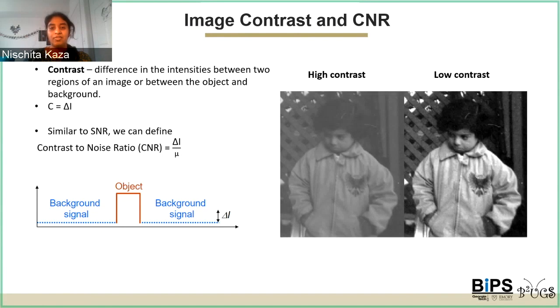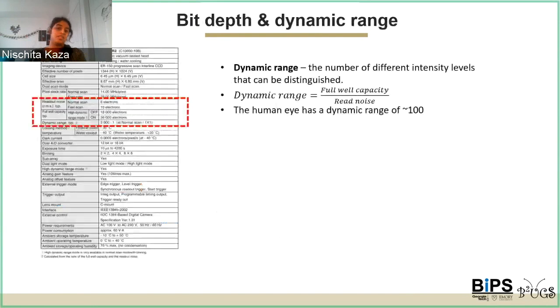So now that we have a sense of these image quality metrics, another thing that is important to look at is the bit depth and the dynamic range of your detector. The dynamic range essentially just refers to the number of different intensity levels that we can distinguish. Just to give you a sense of what this might be, this for the human eye is about 100. The dynamic range is defined as the full well capacity divided by the read noise.